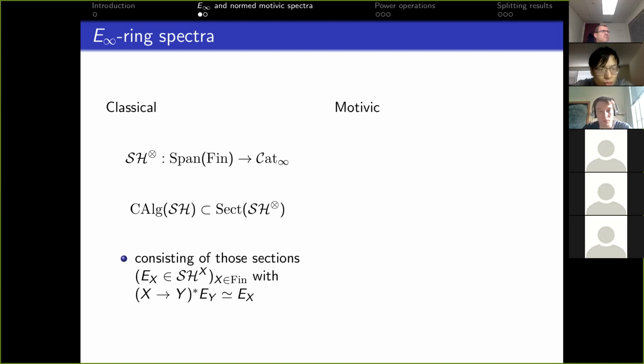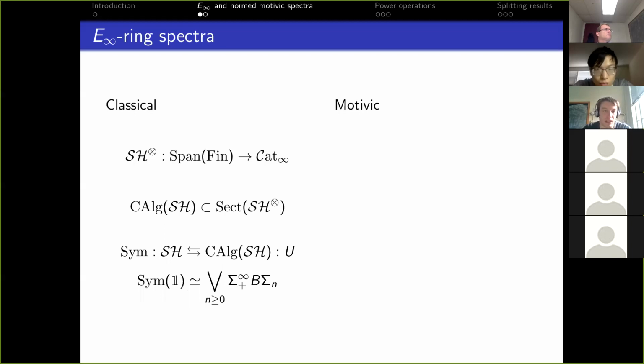And yeah, so somehow this encodes a lot of higher structure, and this is what people call an E-infinity ring spectrum. And as you can see, it's probably pretty hard to write down these things on the nose, but all right, so that's the definition.